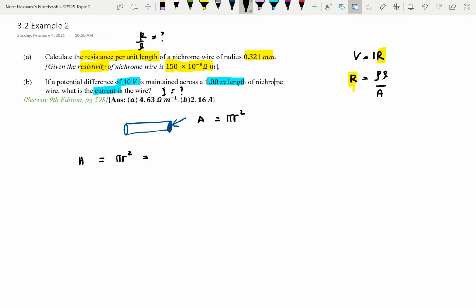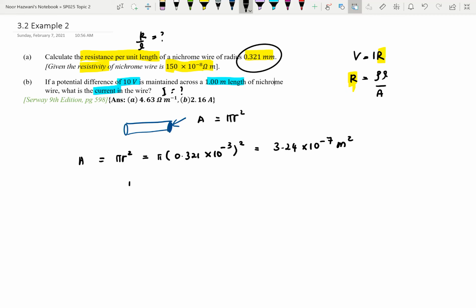Okay, don't forget to convert the radius into meters. So A equals pi times 0.321 times 10 power of negative 3, squared. Then you will get the value for area is 3.24 times 10 power of negative 7 meters squared. Okay, once you're done finding the area, move on to find the resistance per unit length.